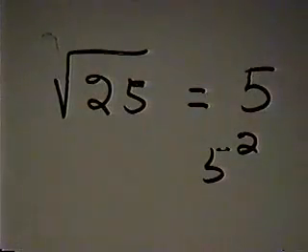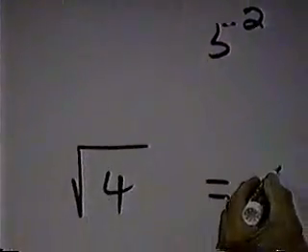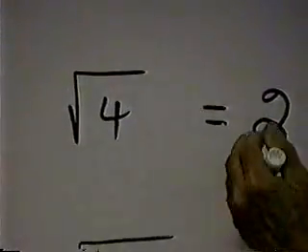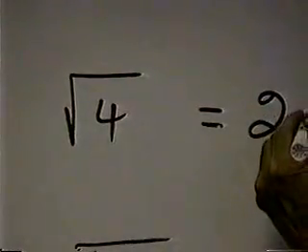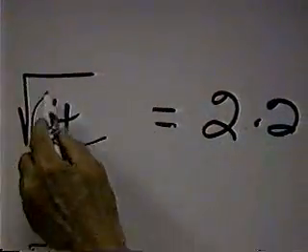All right, square root of 4. The answer, of course, is 2. Why? Because 2 times 2 is equal to 4.